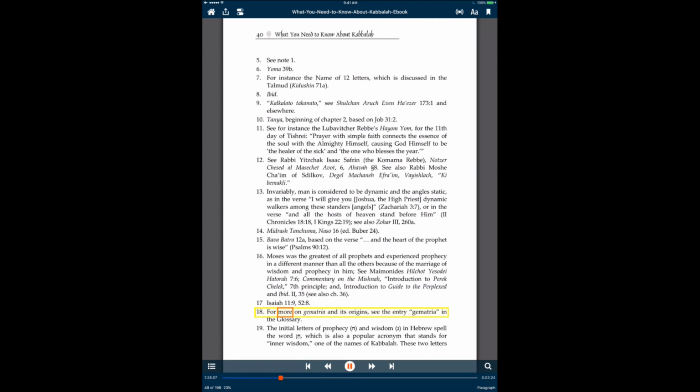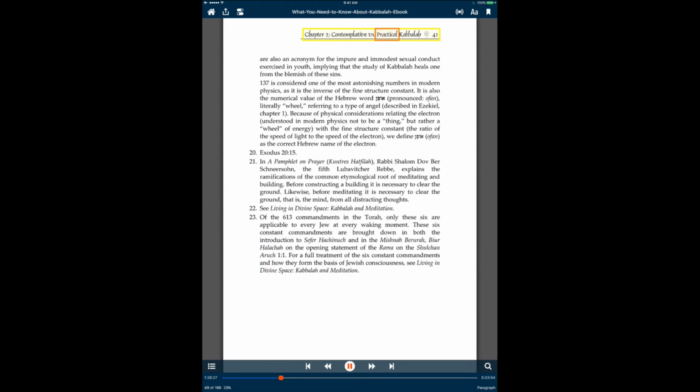18. For more on Gematria and its origins, see the entry Gematria in the glossary. 19. The initial letters of prophecy and wisdom in Hebrew spell the word, which is also a popular acronym that stands for inner wisdom, one of the names of Kabbalah. These 2 letters are also an acronym for the impure and immodest sexual conduct exercised in youth, implying that the study of Kabbalah heals one from the blemish of these sins.